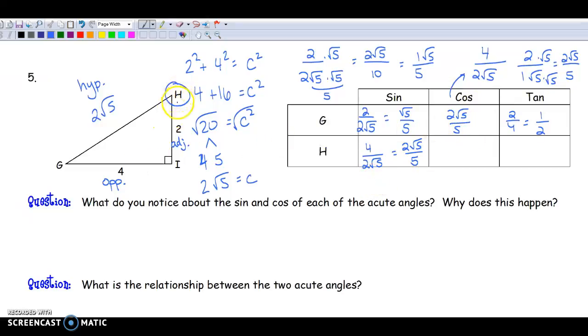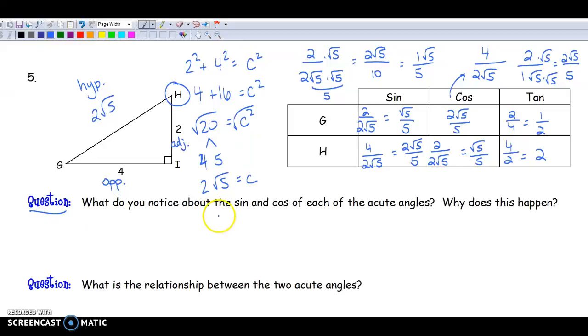Now we got cosine of angle H. Cosine is adjacent over hypotenuse. 2 over 2 root 5. Again, we already did that up here. We had 2 over 2 root 5. We simplified it already. It was root 5 over 5. So it saves us some time. We don't have to rationalize again because we already did it. And then tangent is going to be opposite over adjacent, 4 over 2, which reduces to just be 2. So that's how you do those.